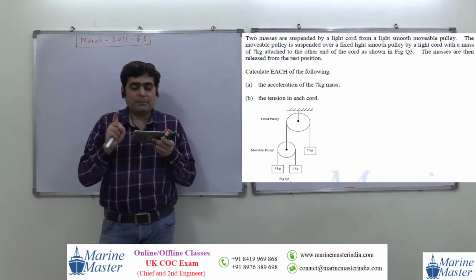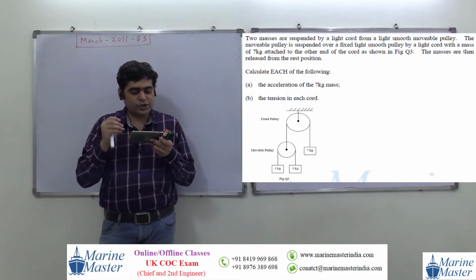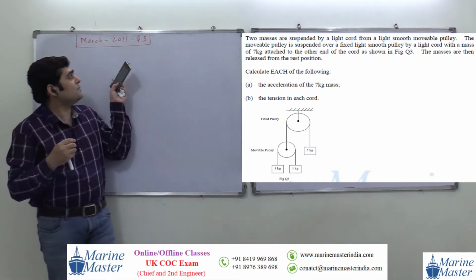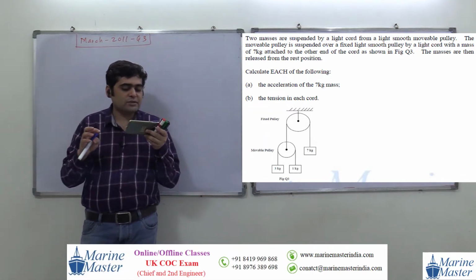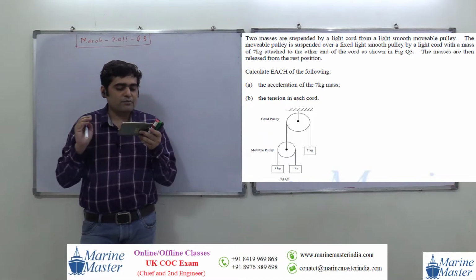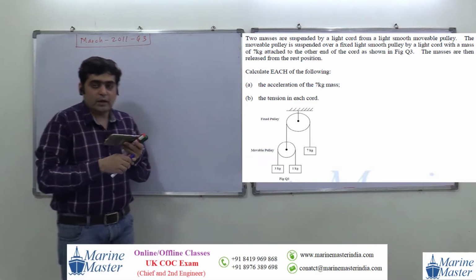A light cord with a mass of 7 kg is attached to the other end of the cord, as shown in figure question 3. Why are they saying figure question 3? Because in that exam it is question 3. The masses are released from rest. Initial velocity of these masses is 0. Now try to see the scenario.